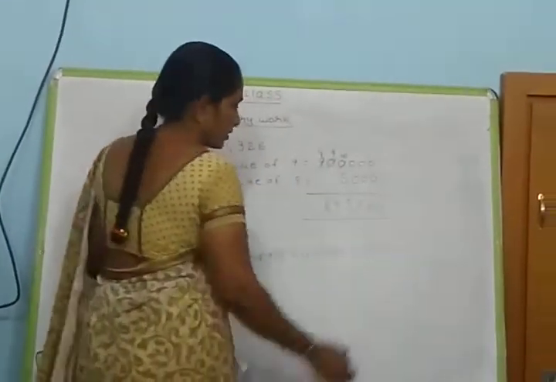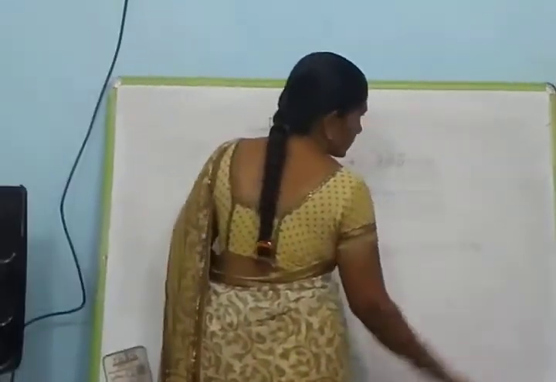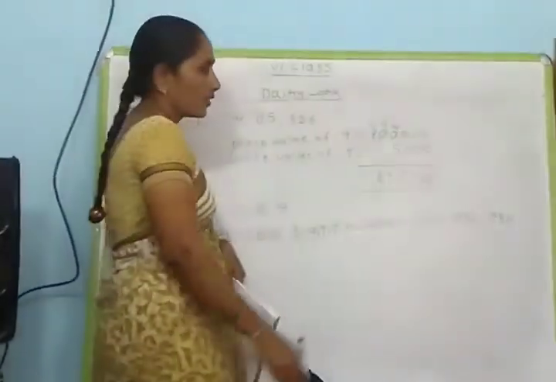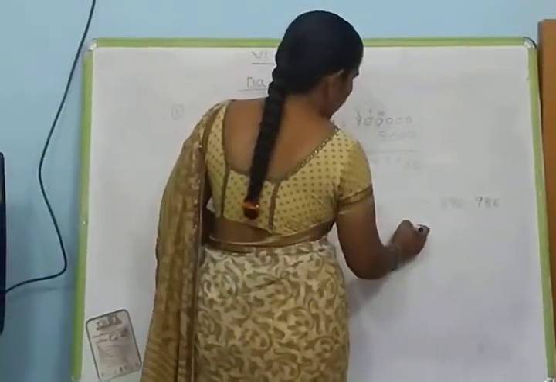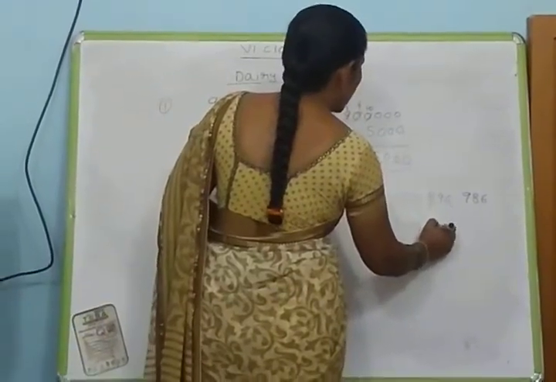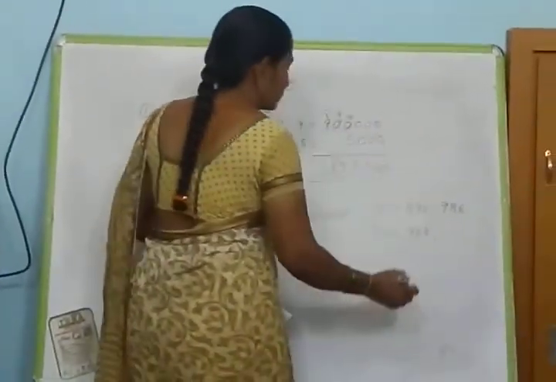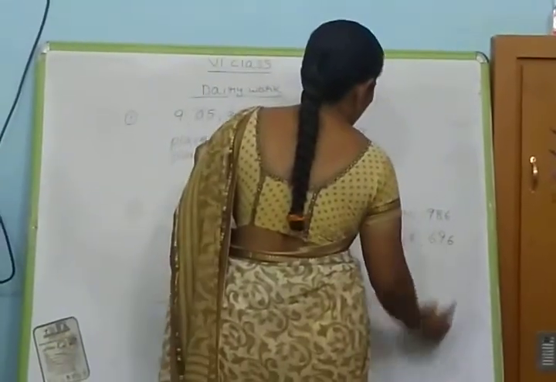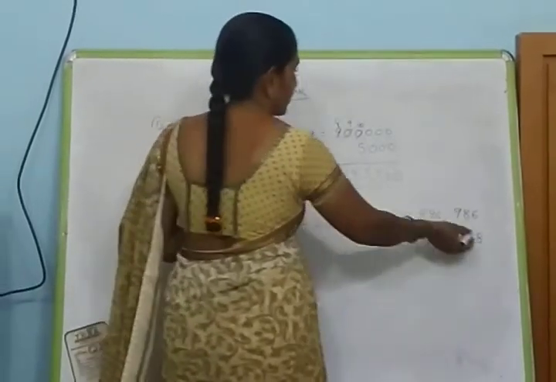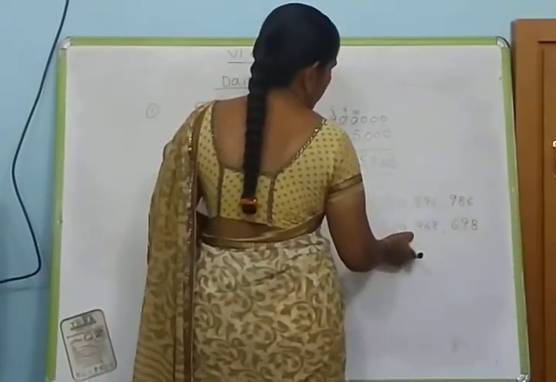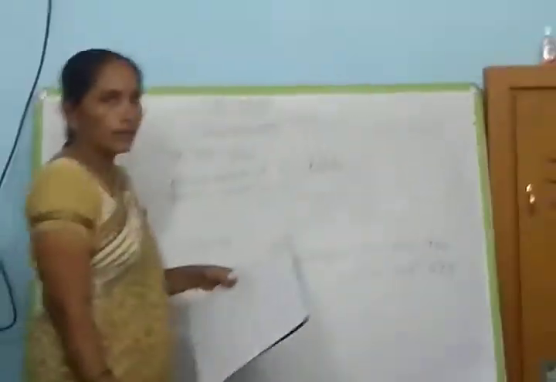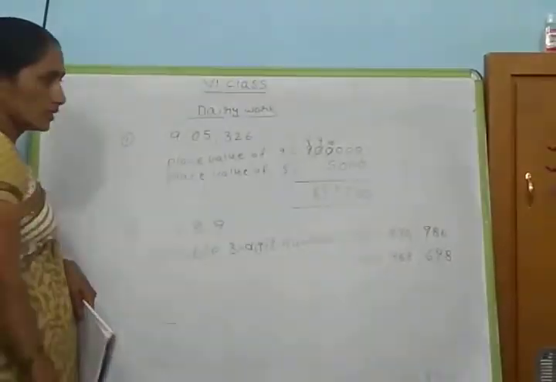689. It is a 3-digit number. 896. It is a 3-digit number. 986. It is also a 3-digit number. Next, still we can write 869, 968, 696, 698. Like this, these numbers are possible by using these digits.